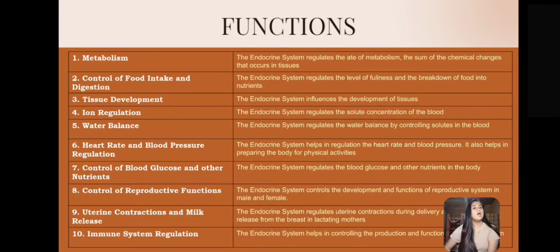And number five, water balance. The endocrine system regulates the water balance by controlling the solutes in the blood. And number six, heart rate and blood pressure regulation. The endocrine system helps in regulating the heart rate and blood pressure. It also helps preparing the blood for physical activities. Number seven, control the blood glucose and other nutrients. Our endocrine system regulates our blood glucose and other nutrients in our body.